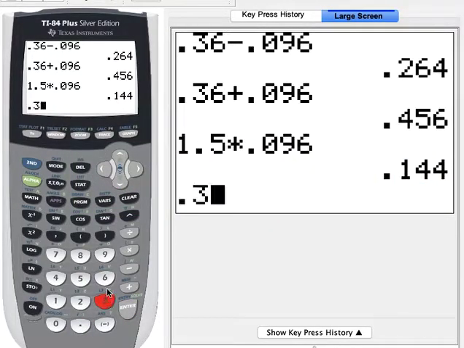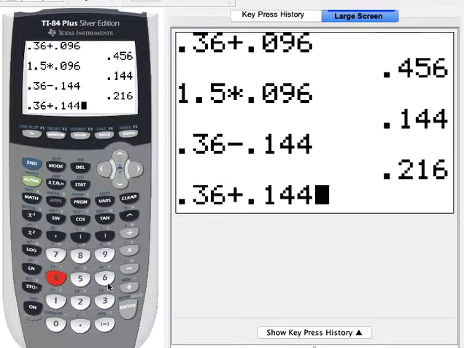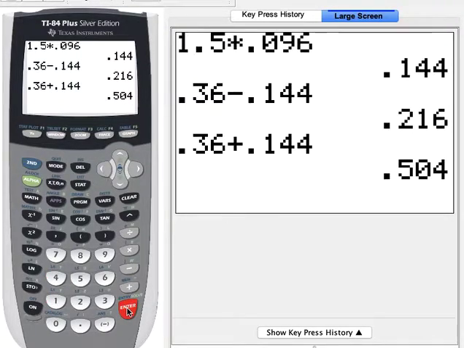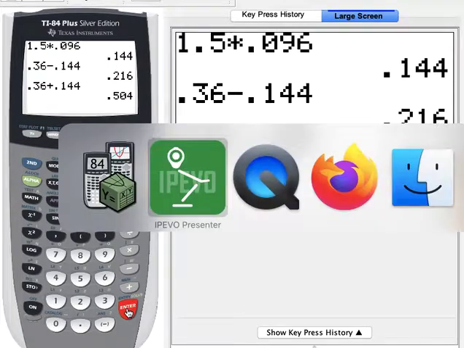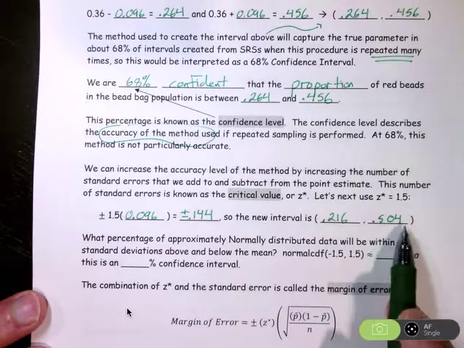So there's the point estimate minus 0.144, and here's the point estimate plus the 0.144. These are the new boundaries of our confidence interval. So the lower boundary is 0.216 and the upper boundary is 0.504. So let's go back to the lesson here. There we go, lower boundary and upper boundary.